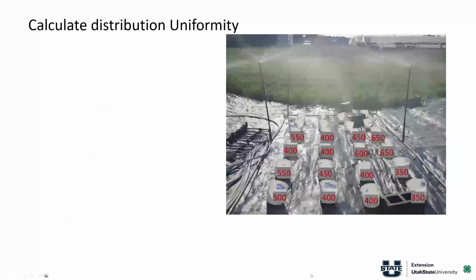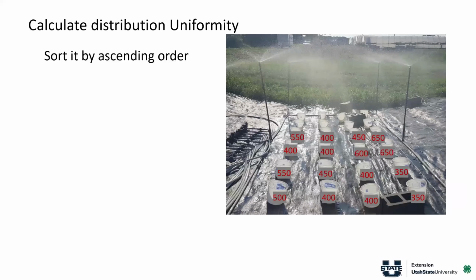Let's do it. Here, say these are the numbers for different containers. This is 550 ml, this is 400, 600. So you get these numbers when you put these cups in there and run the irrigation for, say, 20 minutes. What you need to do first is sort the numbers in ascending order, lowest first: 350, 350, 400, 400, 400. So this is how you sort it.